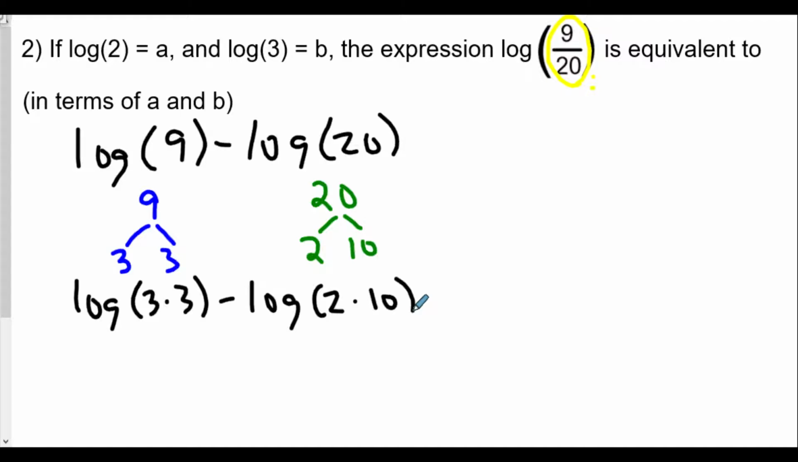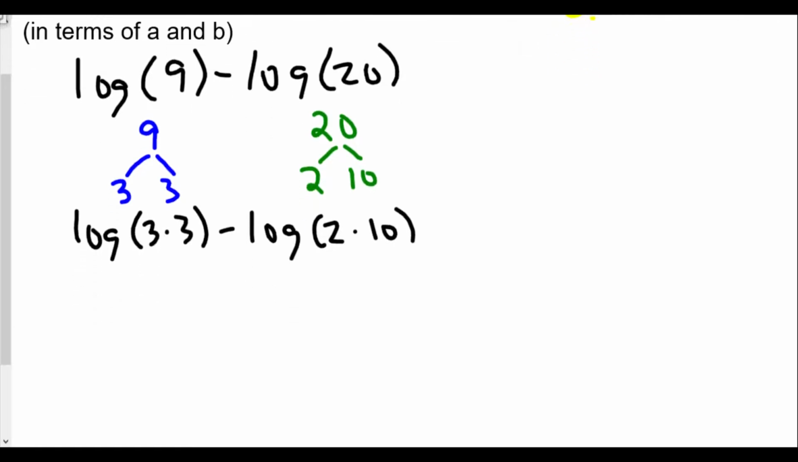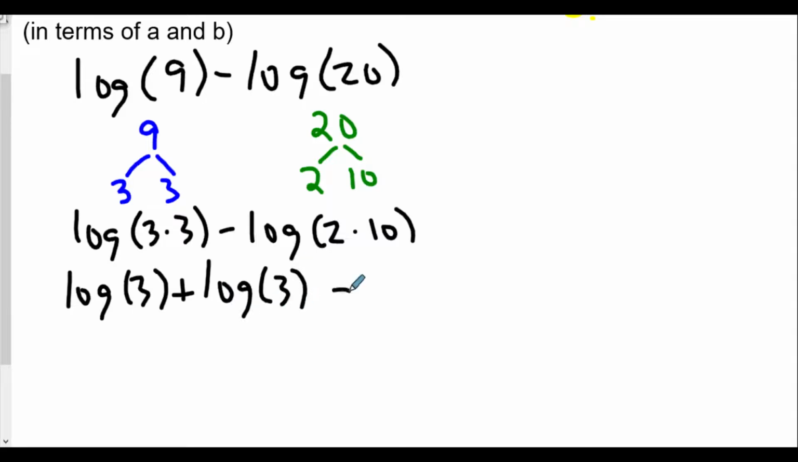So we're going to use our product rule to write log of 3 times 3 as the log of 3 plus the log of 3. Minus, and now we use the product rule again, but again, it's subtracting both logs in this case for the log of 2 times 10. So we get log of 2 plus log of 10.